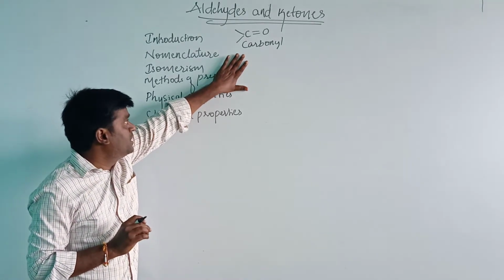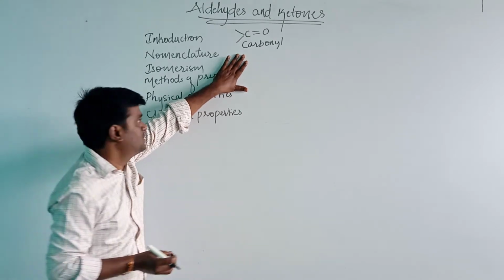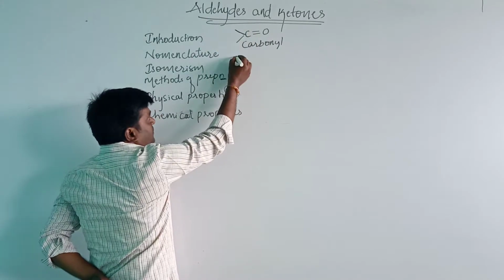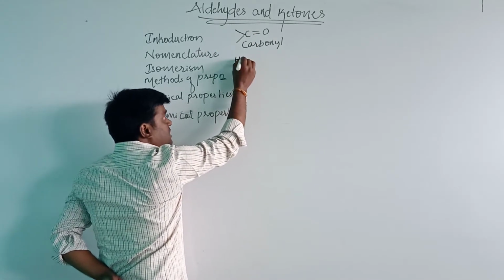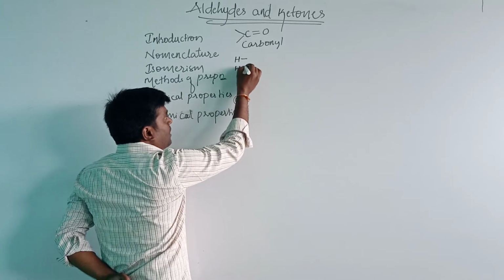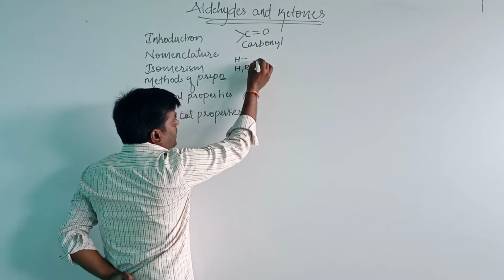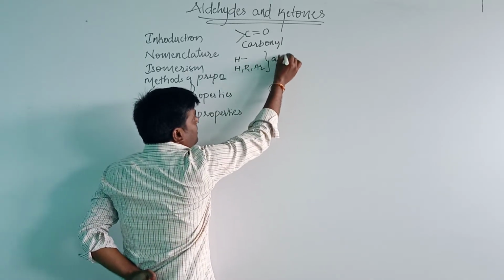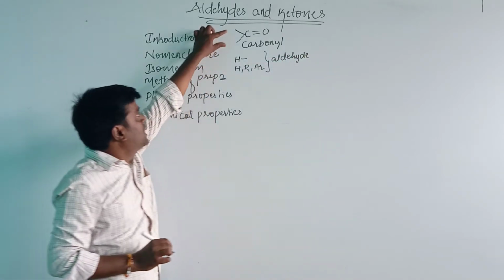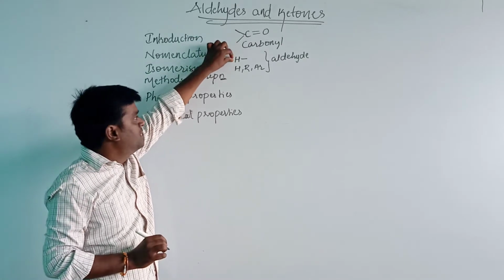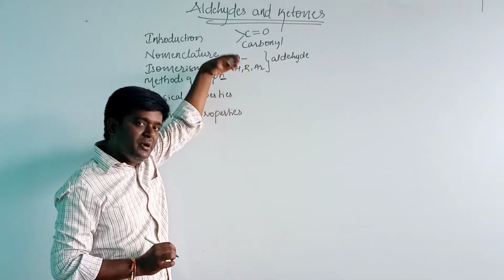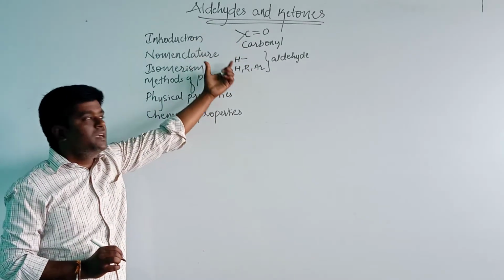Let us see how we can identify aldehydes and ketones. If one of the valencies is satisfied with hydrogen, and the other may be hydrogen or an alkyl group or an aryl group, then those compounds are known as aldehydes.